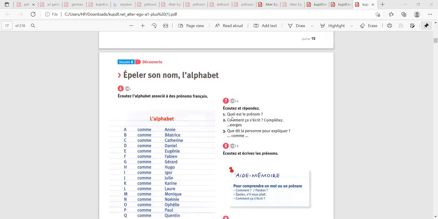Quel. Répétez après moi. Quel. Basically we use it for what. Quel est le prénom? Répétez après moi. Now again, I want to explain to you, Ishneet.